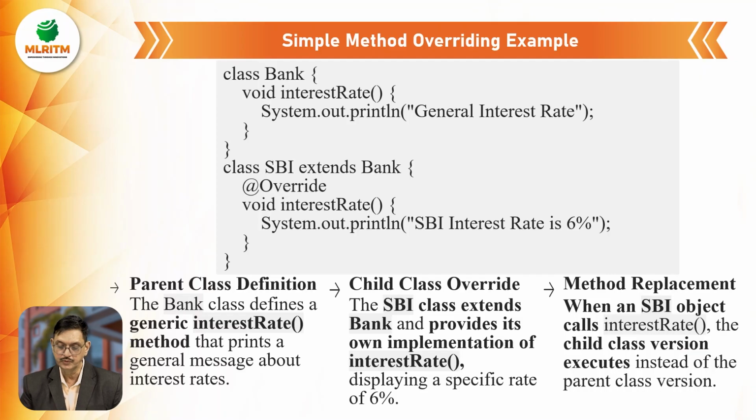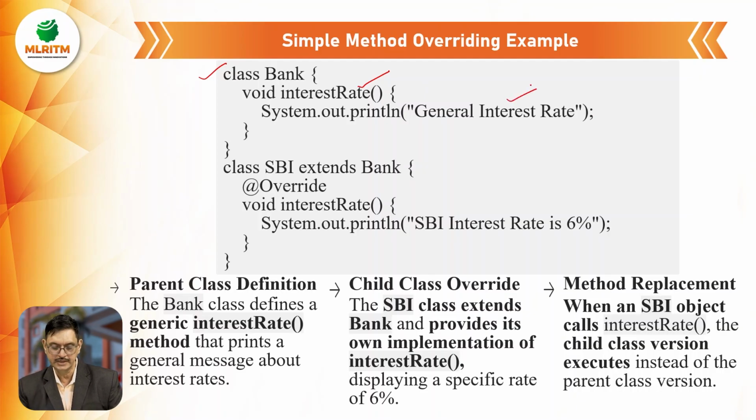Now we'll see a simple overriding example. Let's say a general common bank implemented a software. From that general bank, specific customized bank implementations are taking place. In the general bank, there is a method called interest rate. This is a common feature to be overridden in the other child classes. Whenever this interest rate method is called, it prints general interest rate.